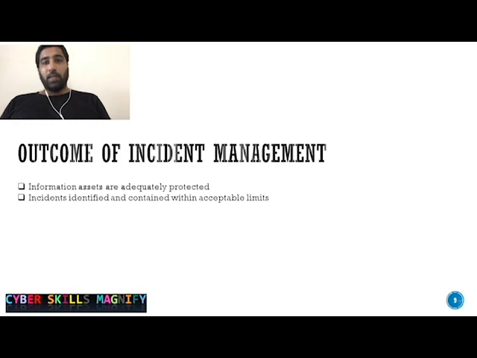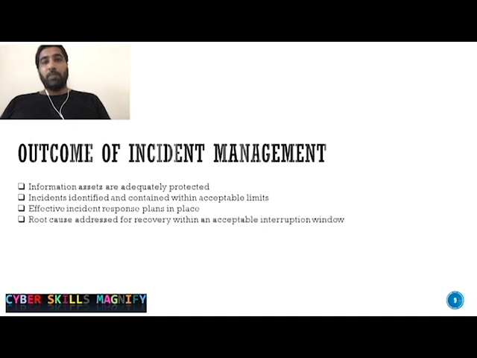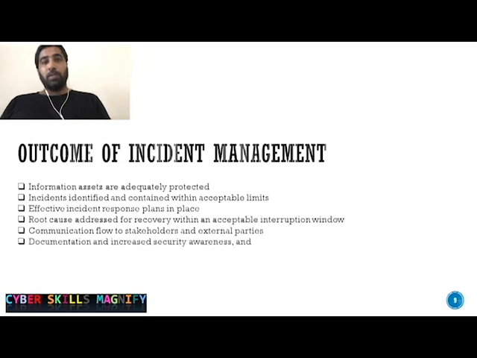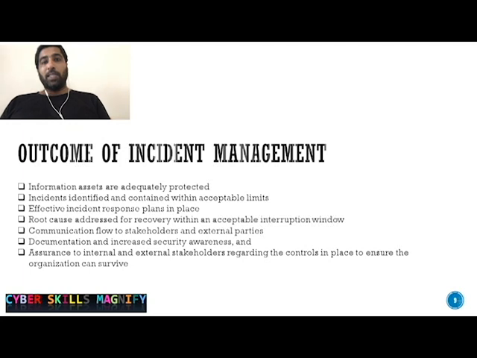Information assets are adequately protected, incidents are identified and contained within acceptable limits, an effective incident response plan is in place, a root cause is addressed for recovery within an acceptable interruption window, there is communication flow to stakeholders and external parties, documentation and increased security awareness, and assurance to internal and external stakeholders regarding the controls in place. So this ensures that the organization can survive.